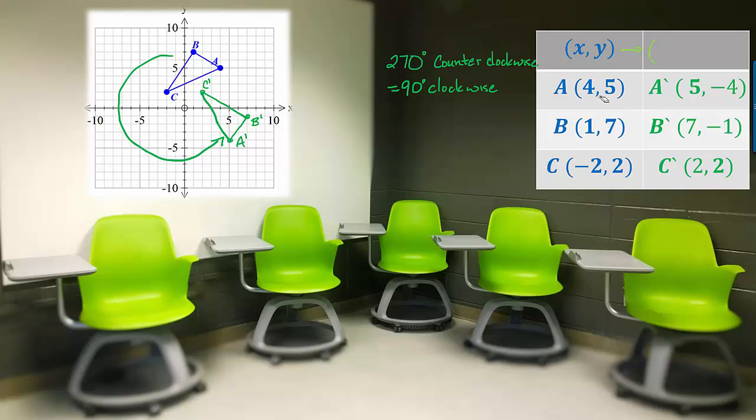If we look at our X and our Y coordinate, we can look for any patterns that occur. So we go from 4, 5 to 5, negative 4. You may already notice that the Y value stays the same. The X value changes. It goes from positive 4 to negative 4. So that's like multiplying by negative 1. And if you check the rule all the way down, you notice it works. Y stays the same. X goes to negative. So it multiplies by negative 1.